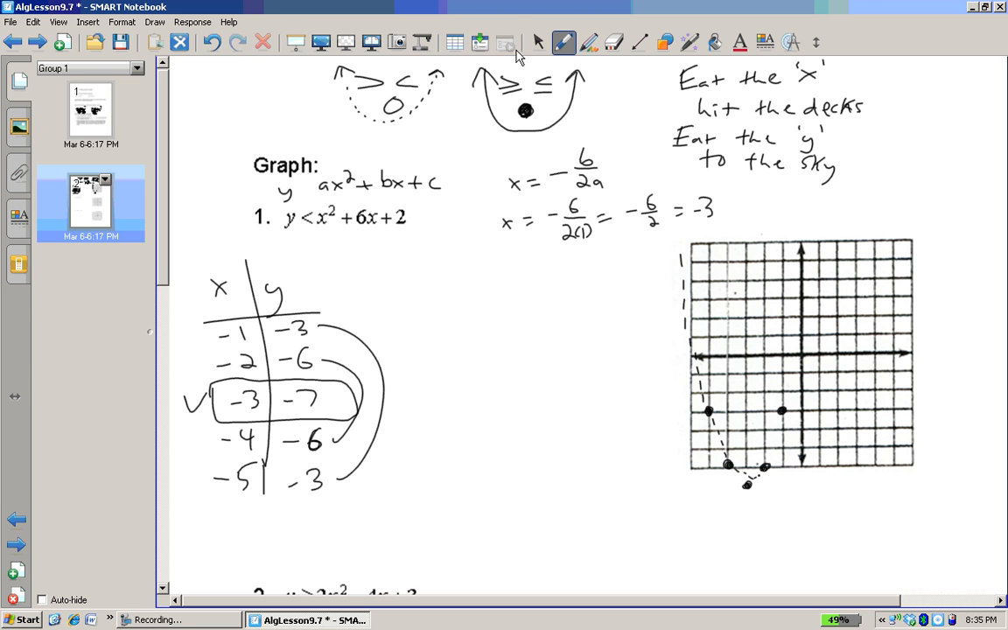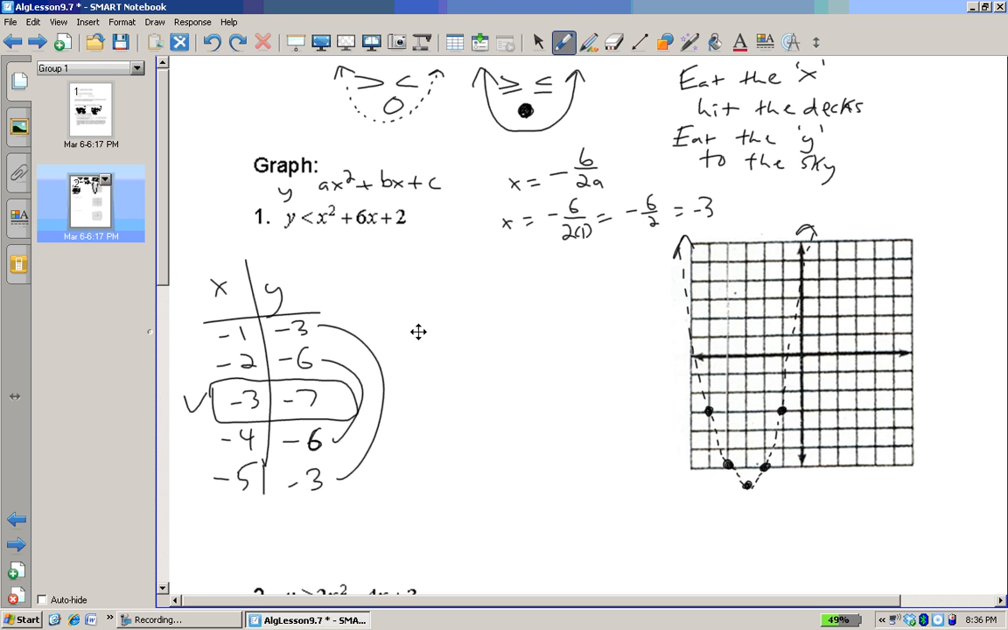Some students do have a hard time drawing this, so they actually will draw the curve and then erase little segments to get the dotted line going. I'm going to try my best to see if I can graph it with the dots. There we go.